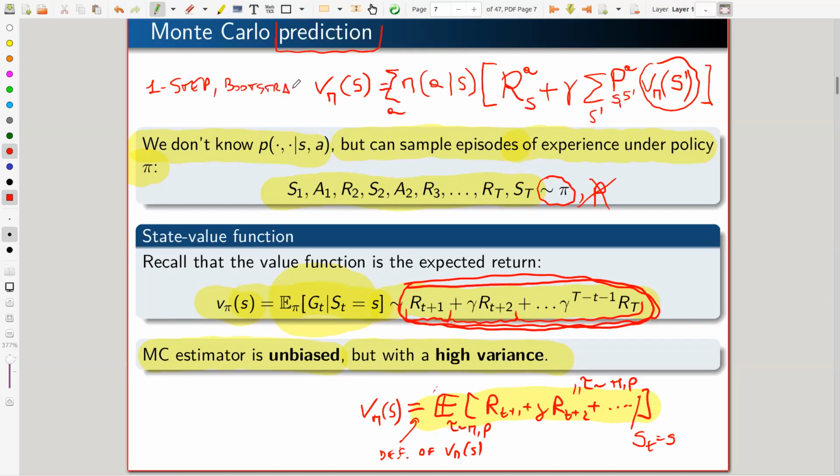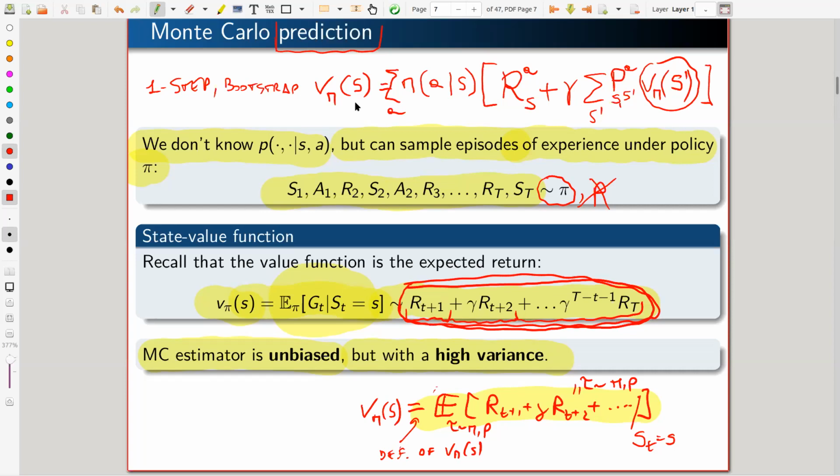Okay, the methods we learned in the first lecture are methods with bootstrap. Methods with bootstrap are good in a certain way, but have a problem. They introduce a bias. The bias is the initial value you give to the states. Unless that initial value is the correct one, that initial value is a bias that will always stay there.